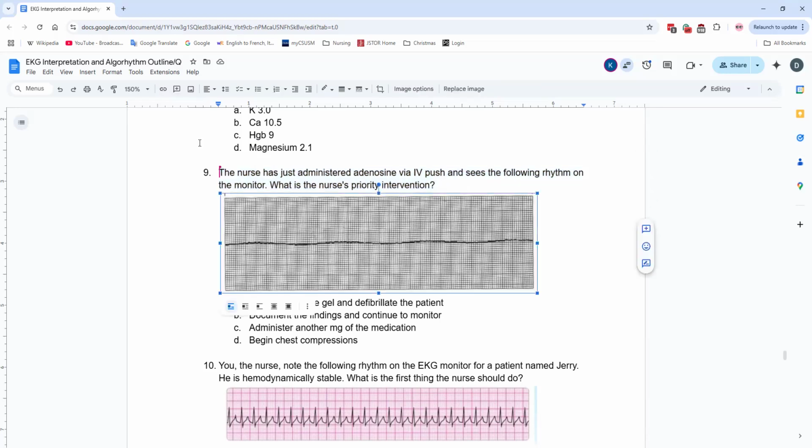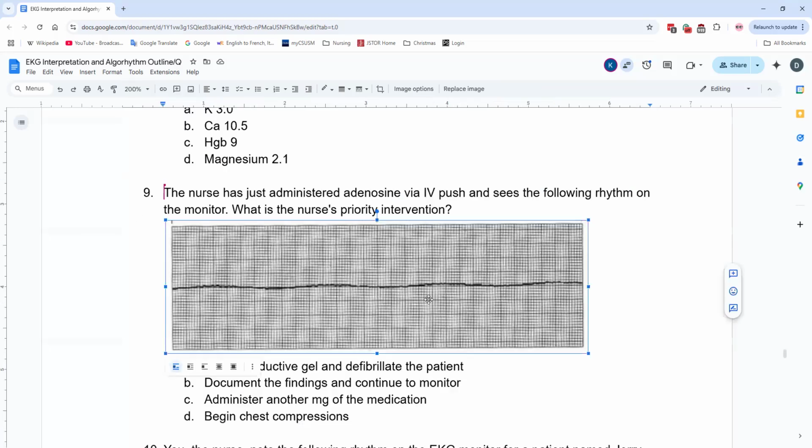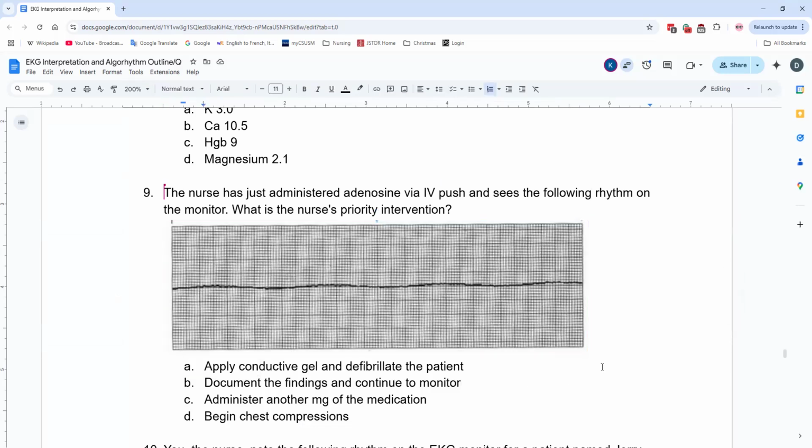So let's zoom in on this pulse real quick. Or this. What is the rhythm shown here? I think they know. Well, it could be, technically. It's very hard to differentiate. But then looking at the context of the question as well. Yeah, so look at the context of the question.